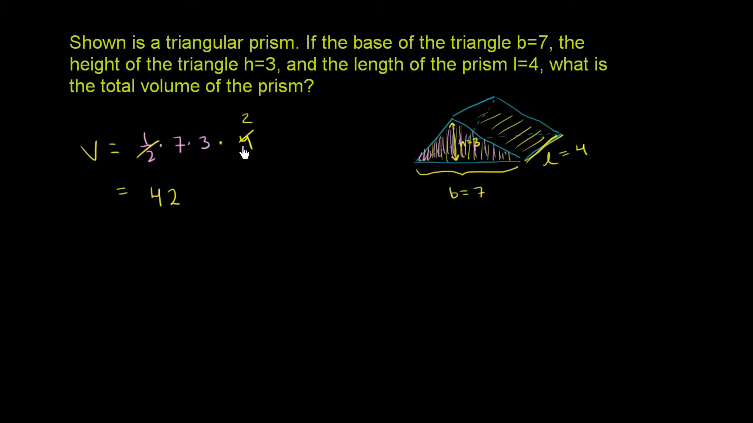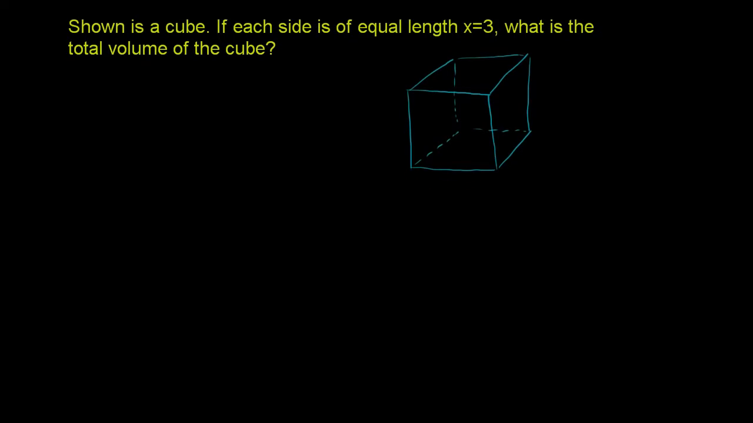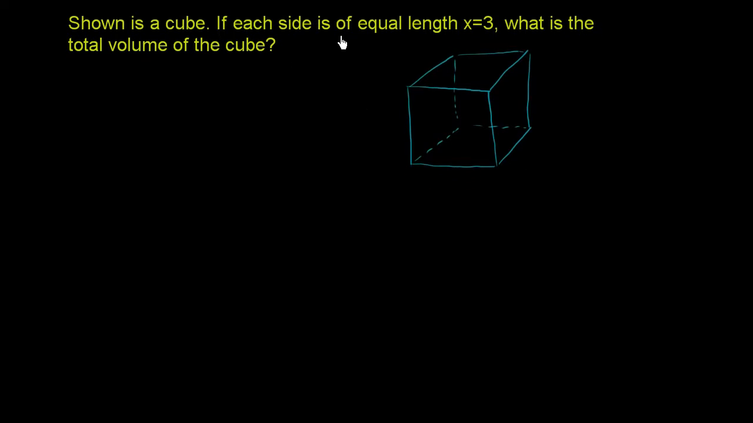And it would be in some type of cubic unit. So if these were in, I don't know, centimeters, it would be centimeters cubed. But they're not making us focus on the units in this problem. Let's do another one. Shown is a cube. If each side of the cube is of equal length, x equals 3, what is the total volume of the cube?